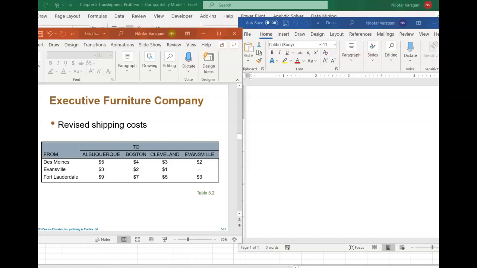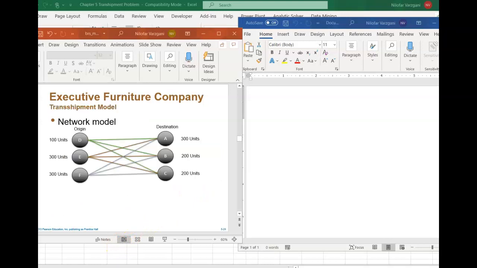Note that now Evansville is a factory and it also shows up in the to column because it can also serve as a warehouse. Now that Evansville can serve as a warehouse too, there are two additional shipping routes available from Des Moines to Evansville and from Fort Lauderdale to Evansville, which means that we have to modify our transportation model in such a way that now it becomes a transshipment model. So let's start off with the network diagram for this transshipment model.